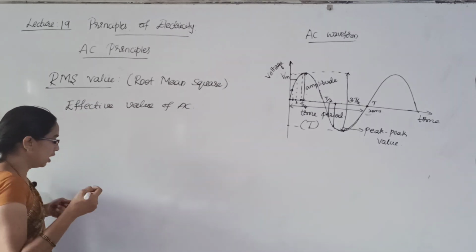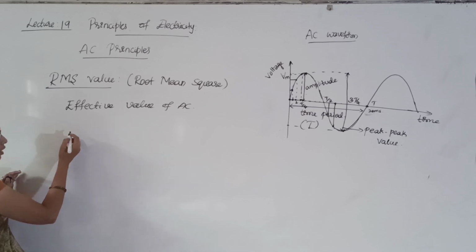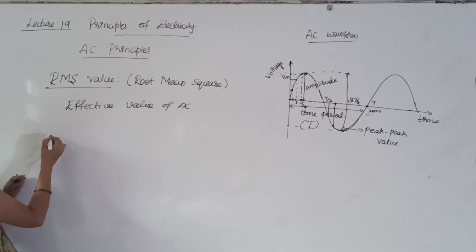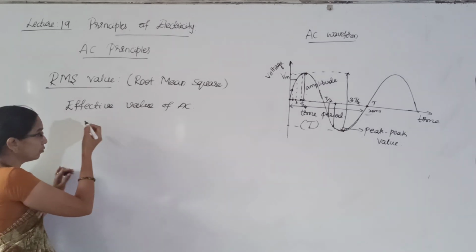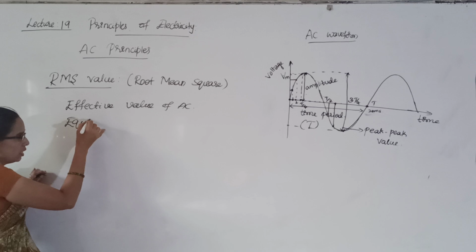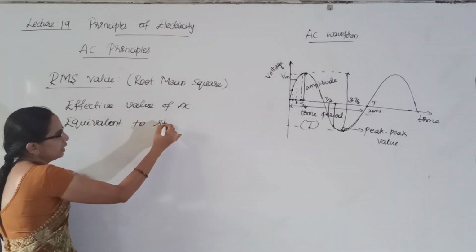Okay, see, how will they take the RMS value? Before that, the RMS value is the effective value, I mean it is equivalent to steady DC.